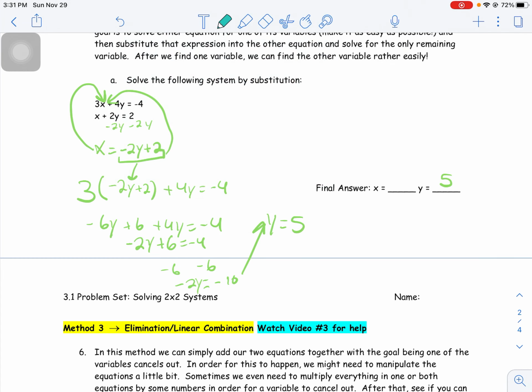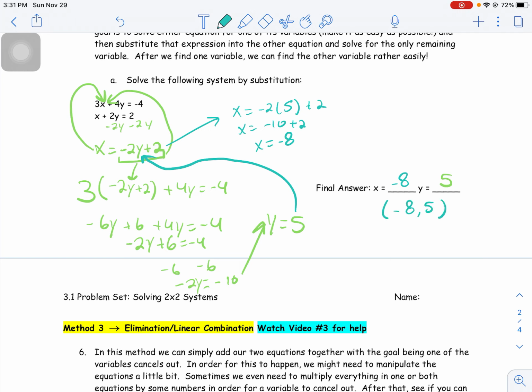In order to solve for x, what we're going to do is we're going to plug that 5 into y of the equation that we solved for x. So now we're going to have x is equal to negative 2 times 5 plus 2. So x is equal to negative 10 plus 2. So x is equal to negative 8. So then there is our final answer. X is negative 8, y is 5. If we have to write this as a point, we would say negative 8, comma 5.